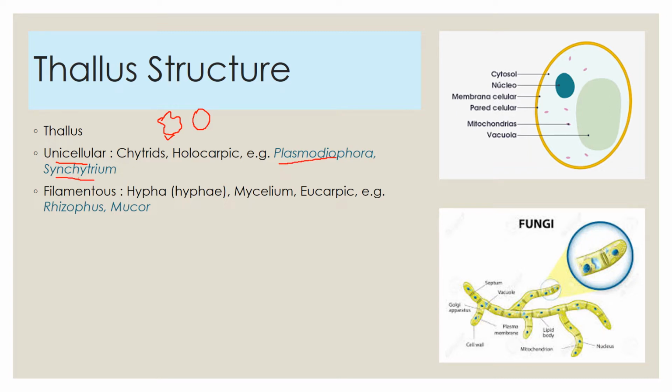Now the Synchytrium, we know it is a very infectious disease producing fungus. It causes black wart disease of potato. So the Plasmodiophora, Synchytrium, these are unicellular amoeboid fungi, and in fungi which are more or less circular, like for example here it is the yeast, we see it is more or less circular.